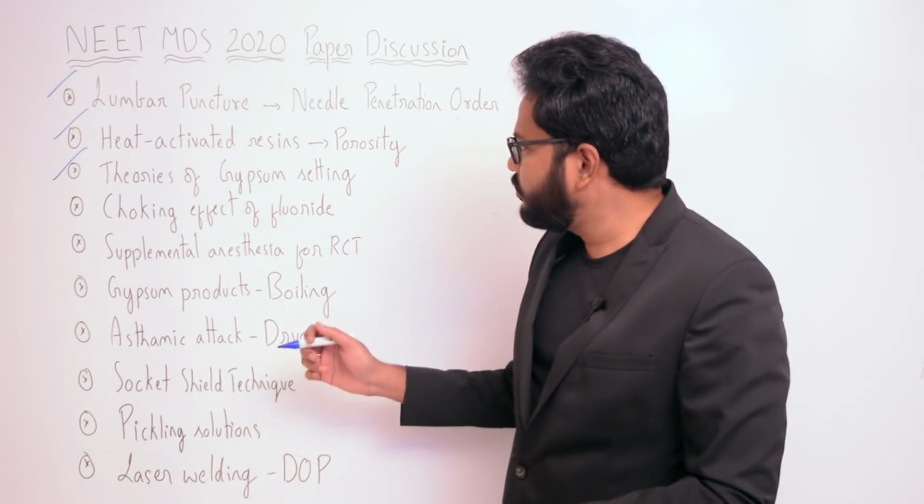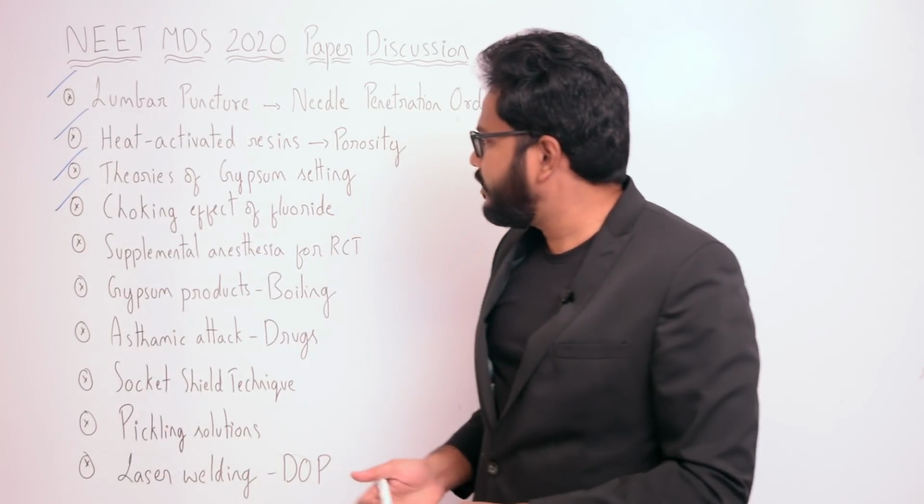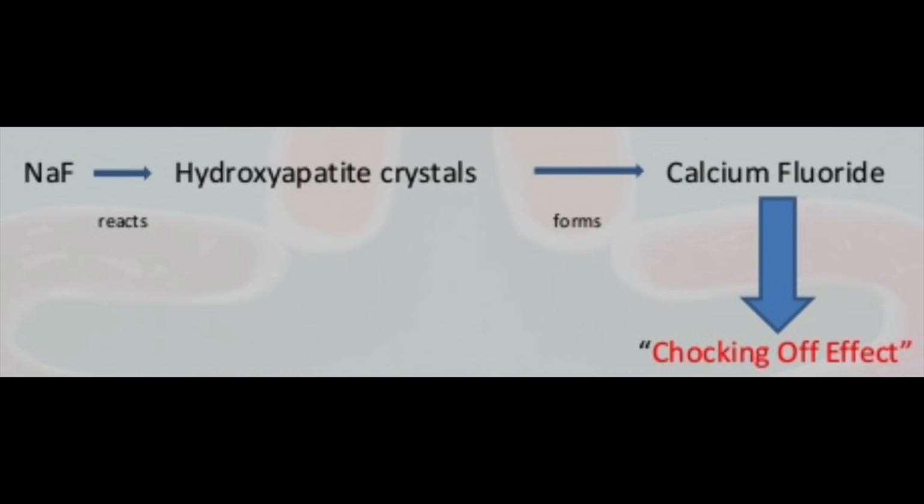Right? Now let's move on to the next question, choking effect of fluoride. In case of sodium fluoride, you can find this phenomena. When sodium fluoride is applied topically, it reacts with hydroxyapatite crystals to form calcium fluoride, which is the dominant product of reaction. This is because the concentration of fluoride in sodium fluoride is high, due to which the solubility product of calcium fluoride exceeds faster, and this initial rapid reaction is followed by drastic reduction in its rate, and the phenomena is called choking off.